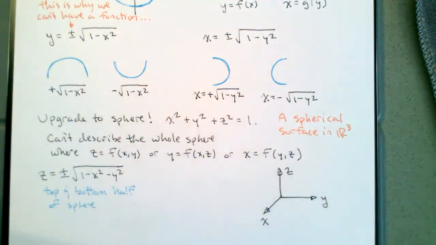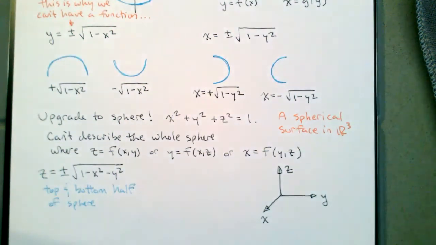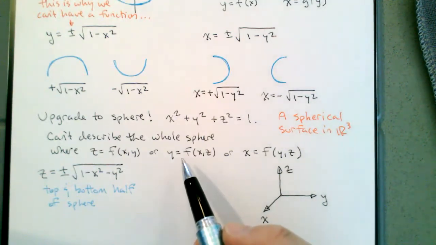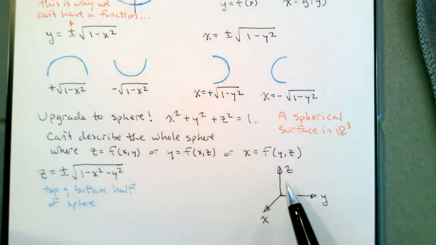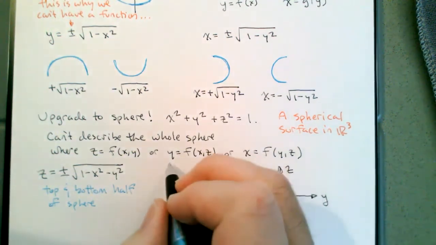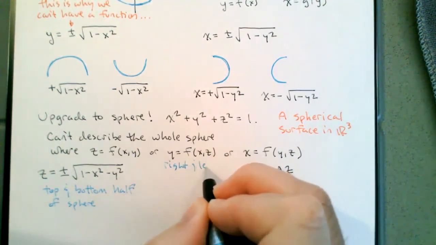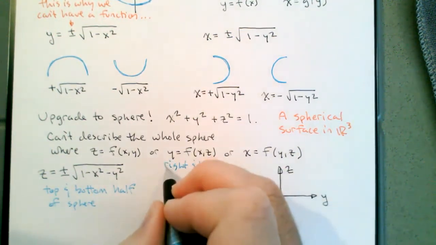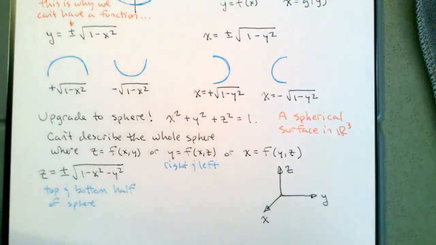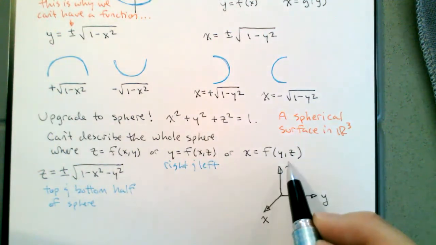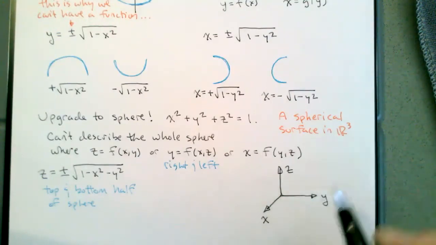So we'll have the top and the bottom halves of the sphere, above the xy plane and below the xy plane. When we solve for y, we'll be looking at the right and the left halves of the sphere. So the y equals will be right and left. And then when x is equal to a function of y and z, that will be the front and the back.